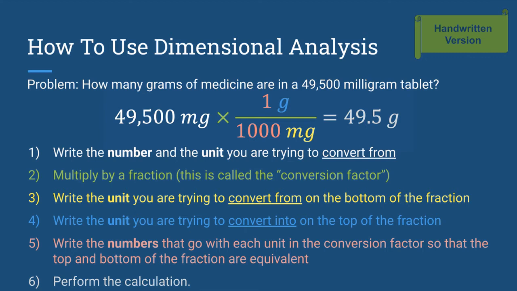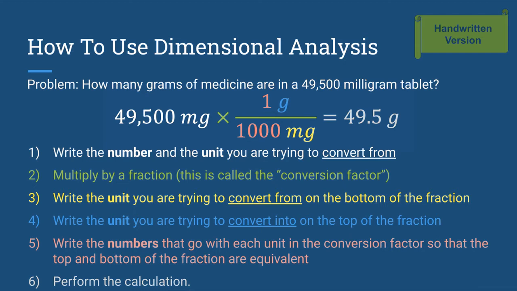For step 1, shown in white, we write the number and the unit we're trying to convert from, 49,500 milligrams. Step 2, multiply by a fraction. That's shown here in green. For step 3, in yellow, we're going to write milligrams, the unit we're trying to convert from, on the bottom of the fraction. For step 4, shown in blue, we're going to write grams on the top of the fraction.